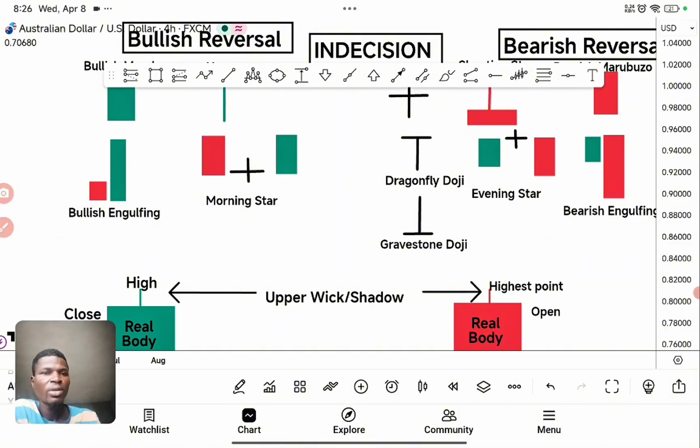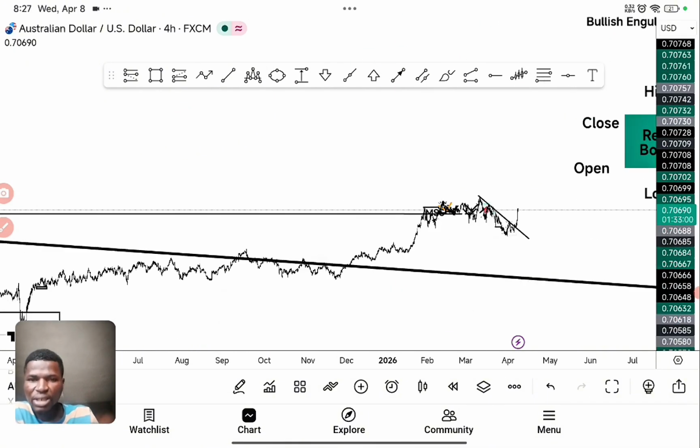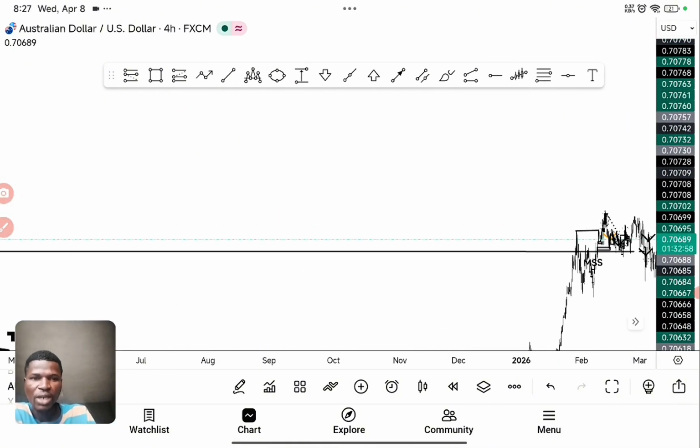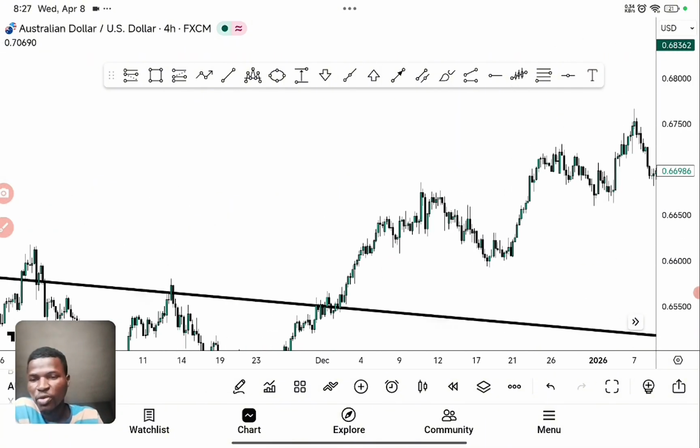In the PDF I will share, you will gain more insight on all these bullish reversal candles, indecision candles, bearish candles. So it will broaden your experience. Study each chart, study each candle, observe what you can observe, jot them down. That is how you master trading or get good at it.